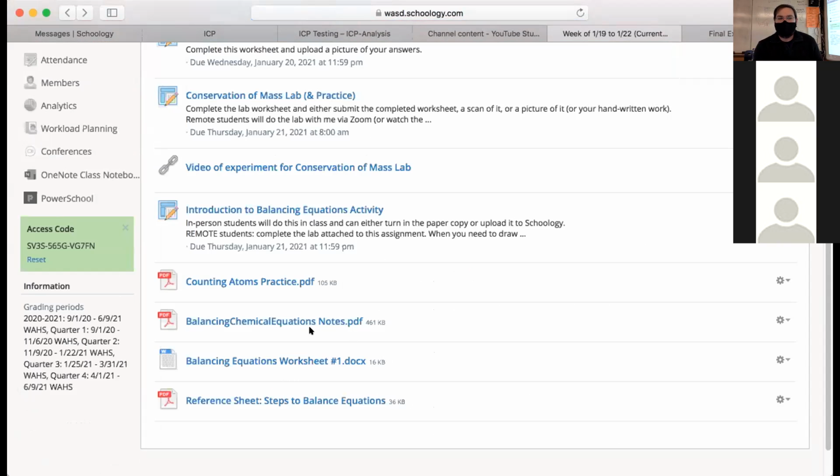So anyway, in this balancing chemical equations notes, let me just go through a little bit of this real quick and show you some practical examples of what it means to balance equations. In the lab yesterday, you saw about ratios of atoms.